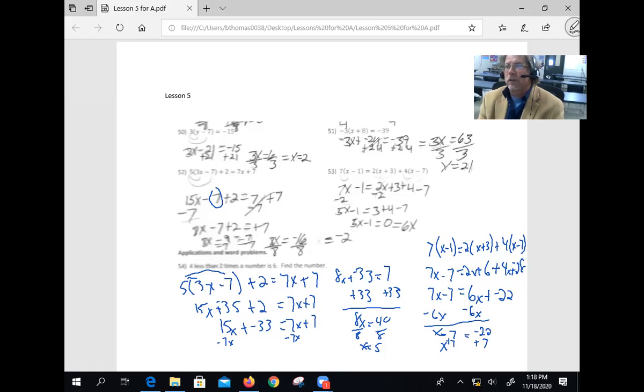So I should have then, let me clear that up a little bit. Let me make that a little bit neater. So I had to add a 7 to both sides there. So the x's come down, and then negative 22 plus 7 would be negative 15. So negative 15 would be your solution to that.